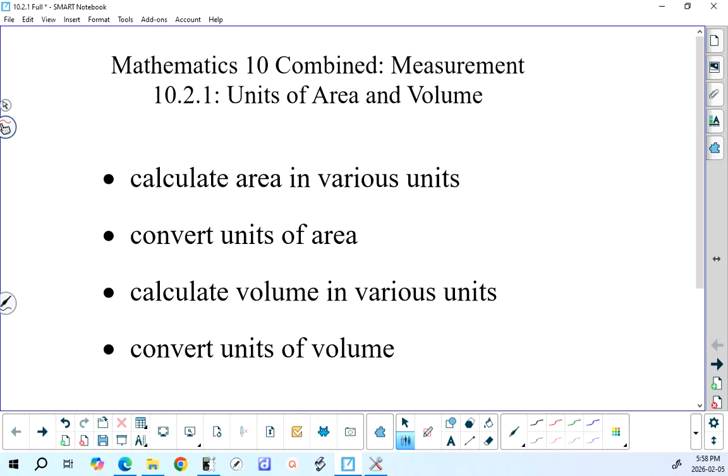We are looking in Math 10 Combined today at Lesson 2.1, Units of Area and Volume. This is still in Unit 1. Unit 1 covers all of the content in Chapter 1 and Chapter 2. So we're done with Chapter 1.